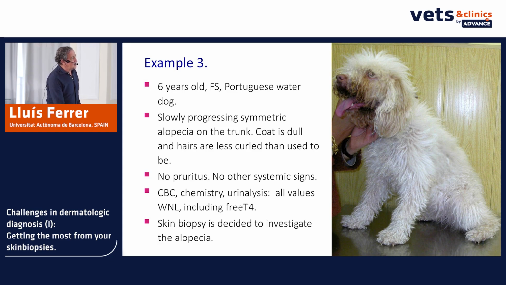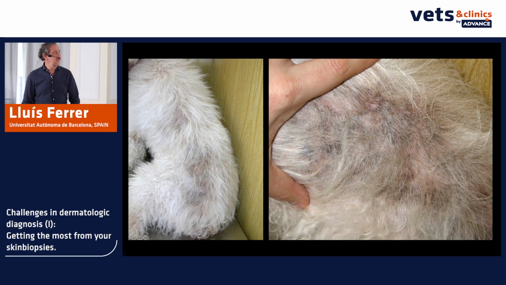Everything on the biochemistry, blood work, normal. Thyroid, completely normal. Free T4, T4, TSH, all values within normal limits. Cushing's disease also ruled out. So a biopsy is decided just to understand what's going on in the skin of this dog. So you see, it's losing hair. There are different spots of alopecia that appear clearly.